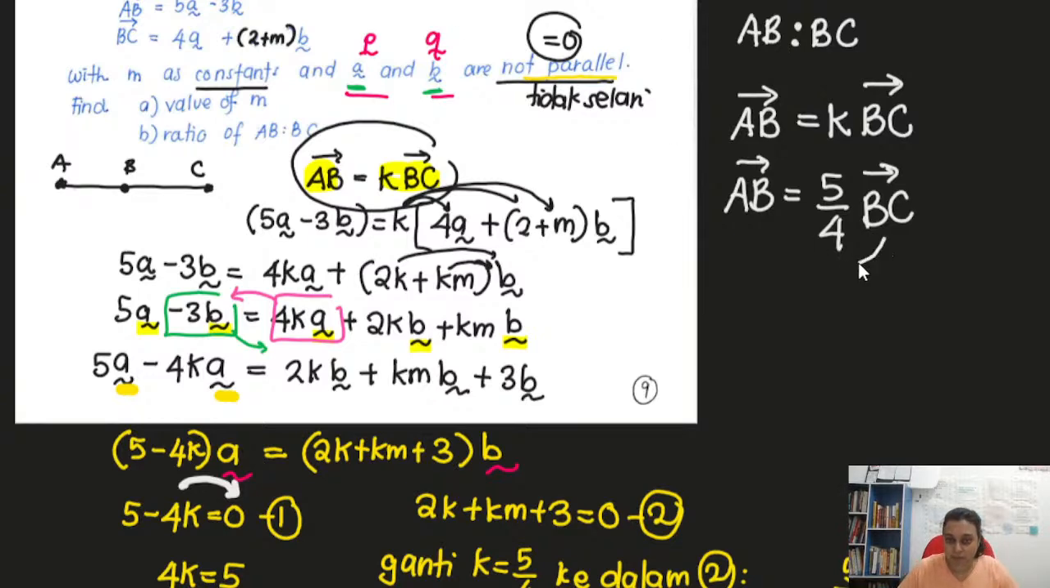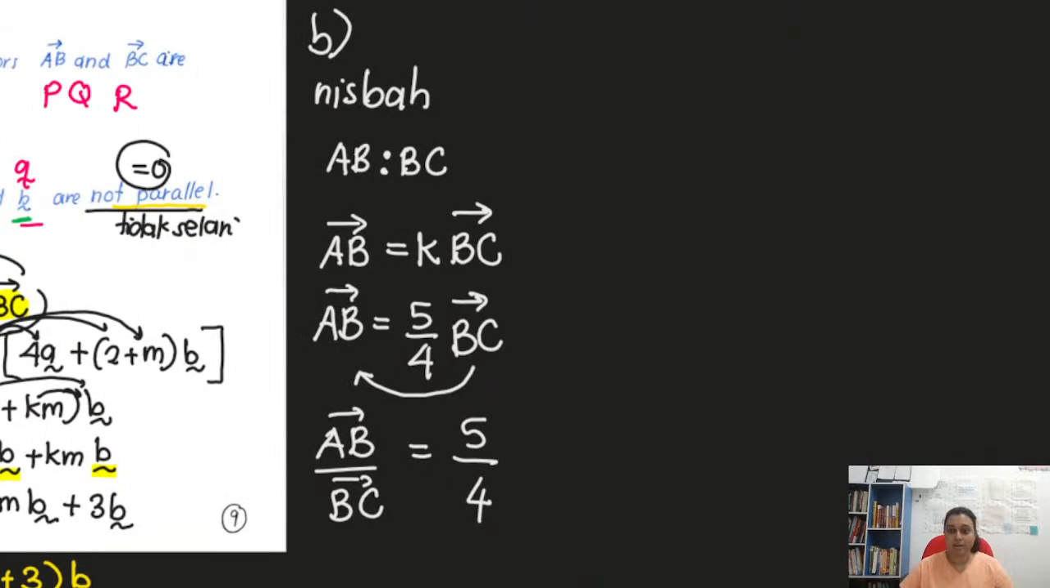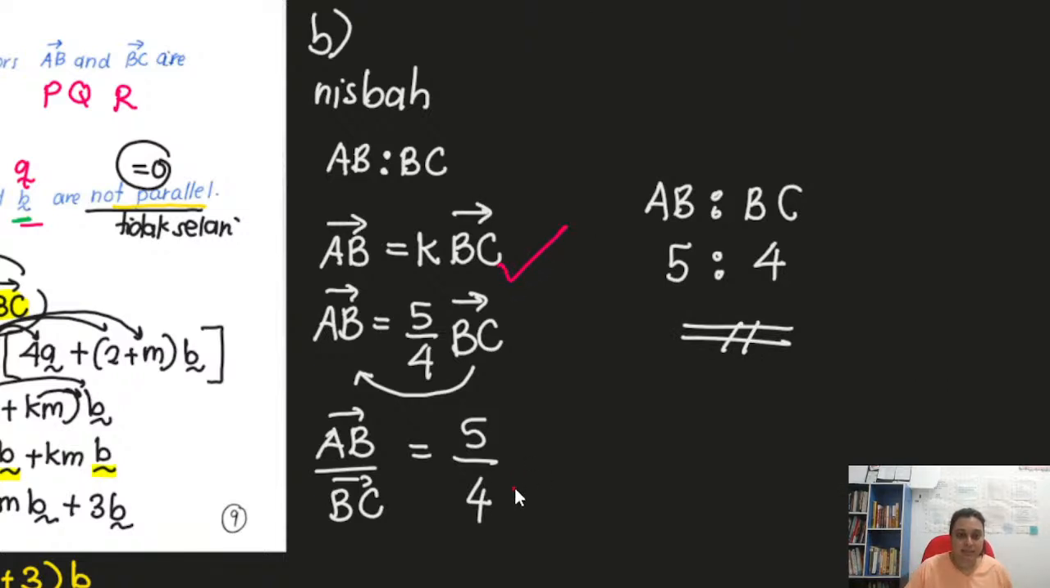Okay, now what you do? Bring BC to the other side, so it will look like this. BC goes down. So 5/4, isn't it? So what is the ratio for AB? You can write down. AB, the ratio is 5. The ratio for BC is 5/4. So if you can solve like this, you get 2 marks.